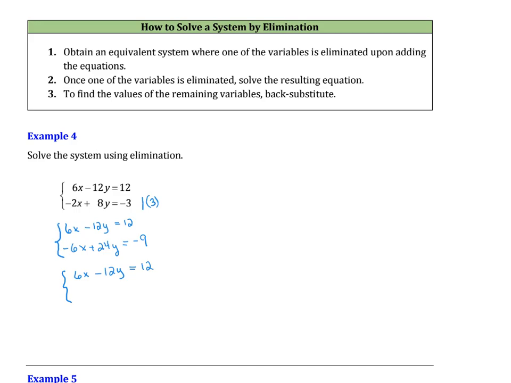We're replacing the second equation with the sum of the two. So 6x and -6x add out. 24y and -12y give us +12y equals, now if we take 12 and add -9, we get +3. Now we can take our second equation and multiply by 1/12. So our first equation doesn't change. We have 6x minus 12y equals 12. And then we have y equals 1/4 for our second equation. So let's back substitute.